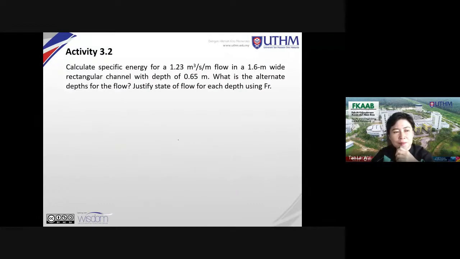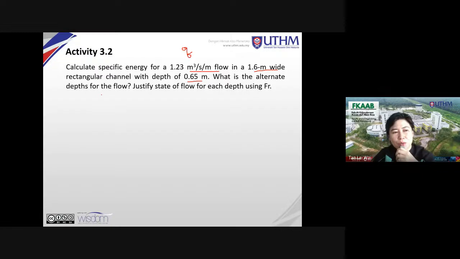Now for activity 3.2, it asks us to calculate specific energy. Look at this unit. This is actually discharge over unit width, which is the lowercase q, not the uppercase Q, in a 1.6 meter wide rectangular channel. Normally if discharge over unit width is given, it will involve a rectangular channel. The depth of flow is 0.65 meter. What are the alternate depths for the flow?